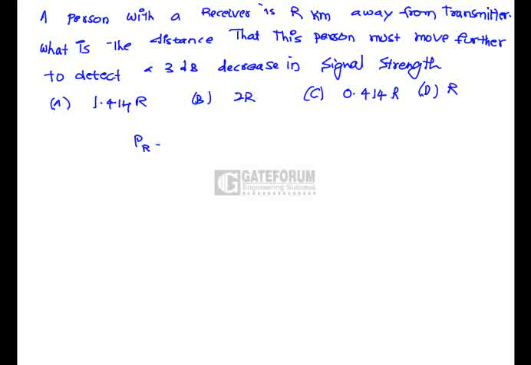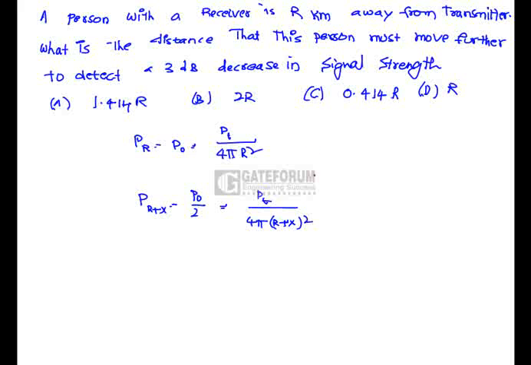PR, that is the power at a distance of 4 kilometers, is P naught, suppose, that is the transmitted power divided by 4 pi r square. PR plus X is nothing but P naught by 2, because of a 3 dB decrease in signal strength. In power it is going to be half, so PT by 4 pi, it's going to this distance.